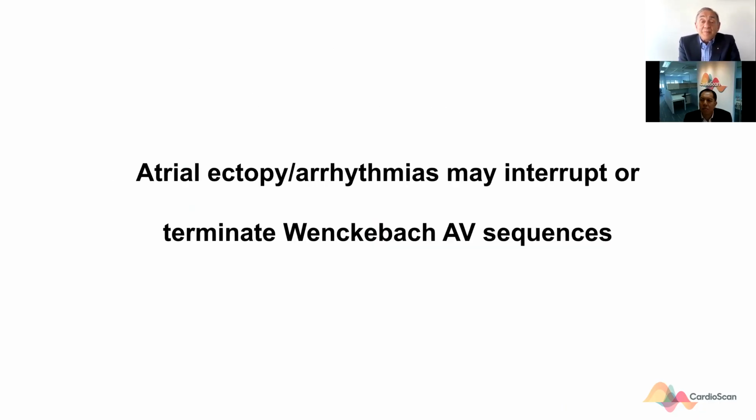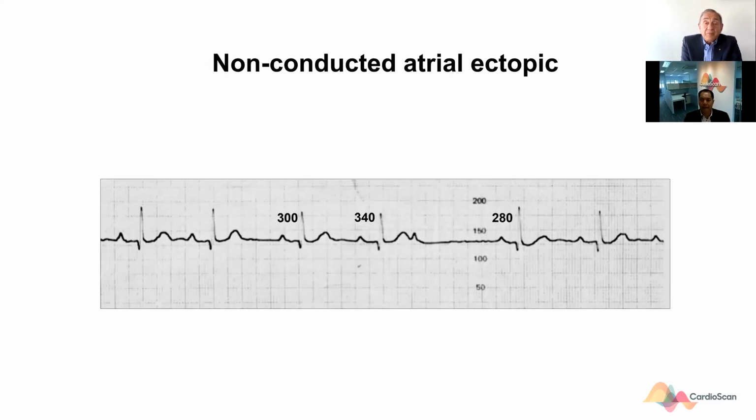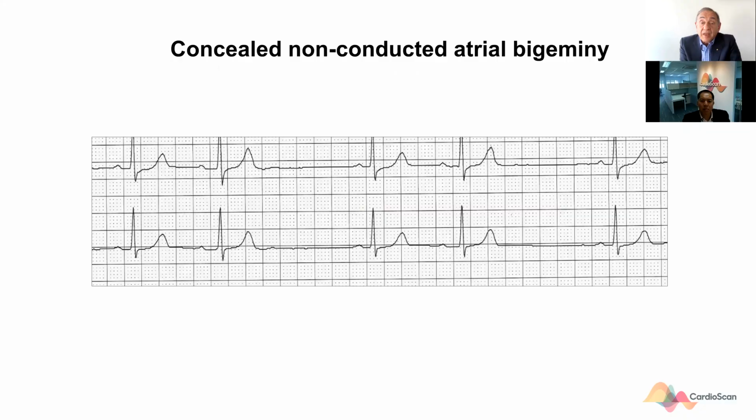Atrial ectopy and arrhythmias may interrupt or terminate a Wenckebach AV sequence. For instance, here are non-conducted atrial ectopics. Again, very obvious, shortest, the longest, shortest, and there is now an atrial ectopic, which is premature, which is a different shape than the other sinus P waves. And therefore, this is not an early sinus beat, but rather an atrial ectopic. These can be very confusing.